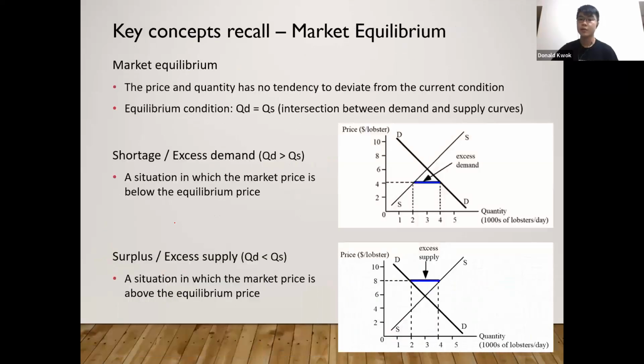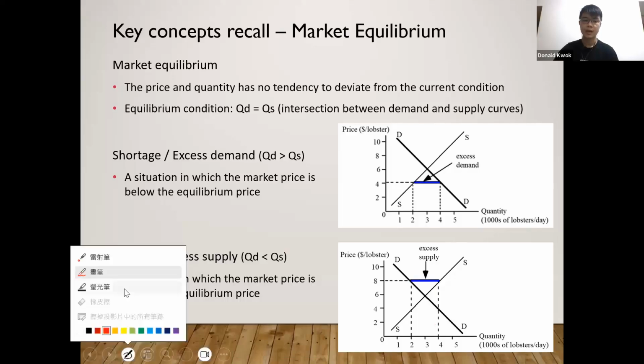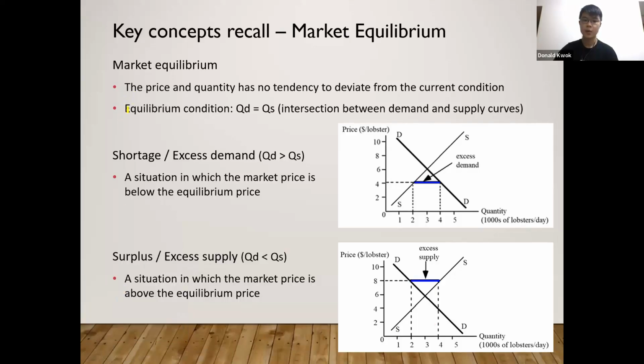And the next thing to review is market equilibrium. When we say the market is at equilibrium, it refers to a situation where price and quantity have no tendency to deviate from the current condition. It is given by a condition where quantity demanded equals quantity supplied. And graphically, it is simply the intersection between the market demand and supply curves.